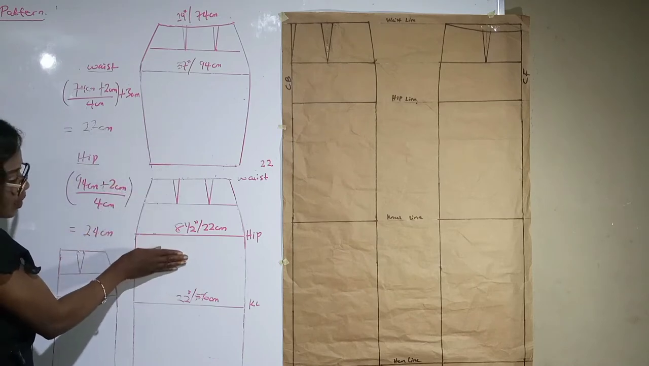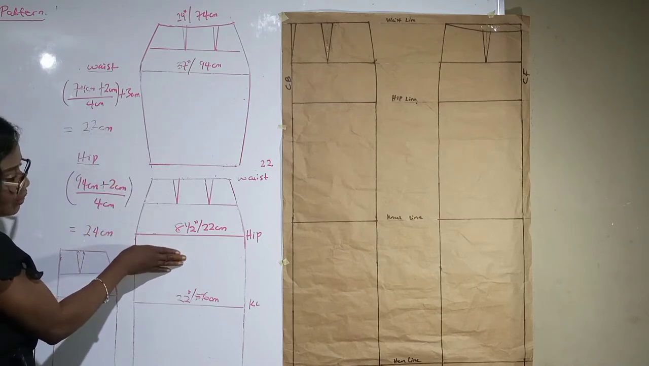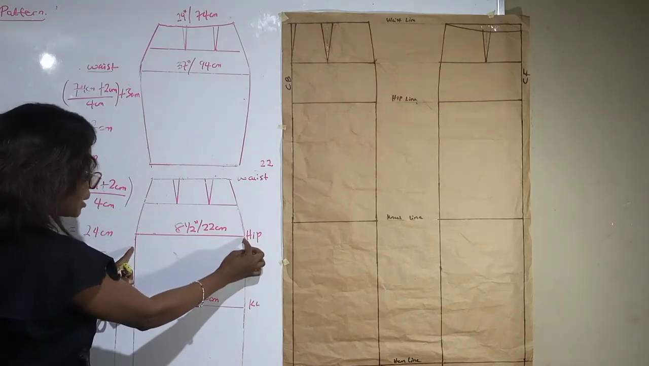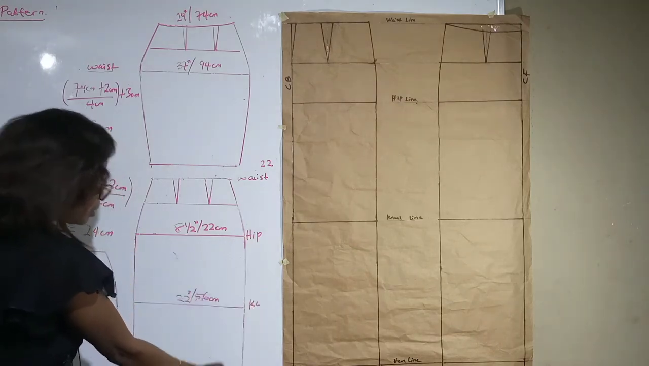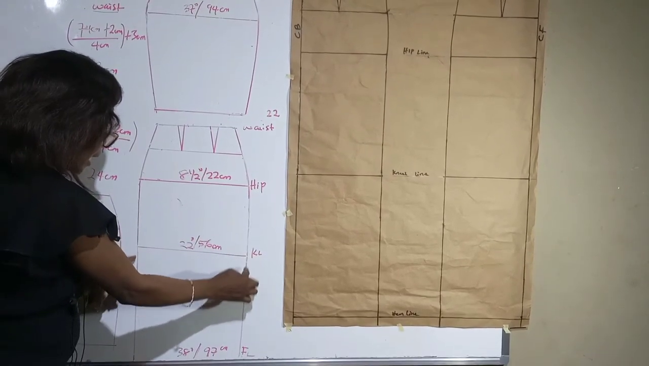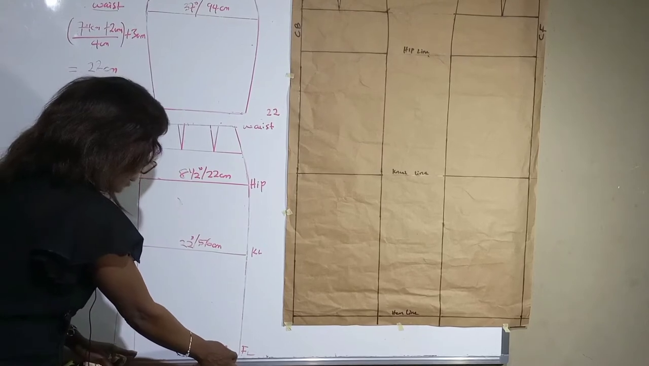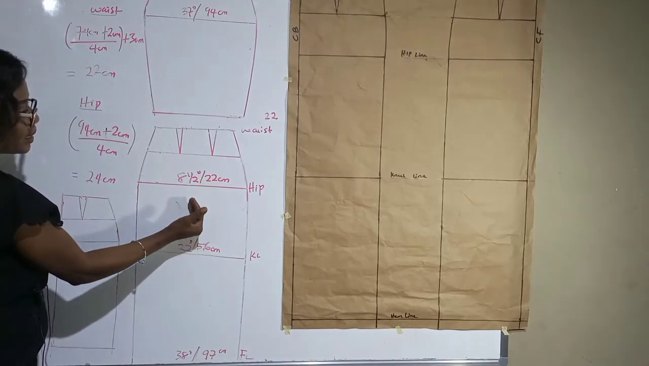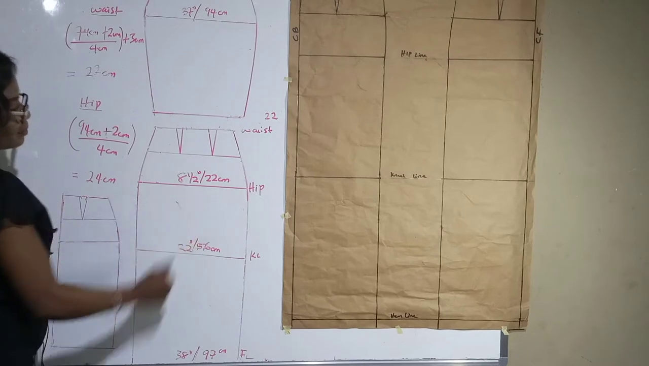Now, this is what the basic skirt actually looks like. In this basic skirt, the hip measurement is what runs down to the knee and to the hemline, or the full length. It's just a straight skirt. That is what makes your basic skirt pattern.